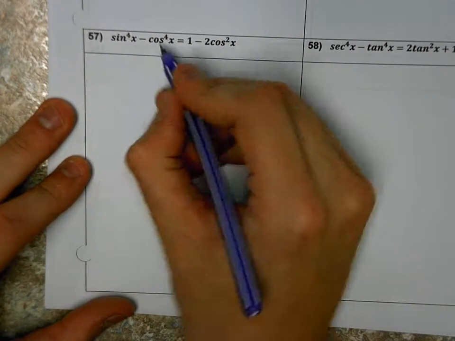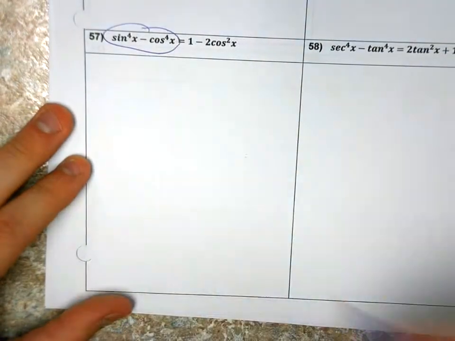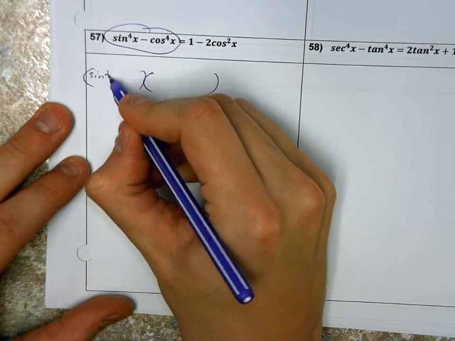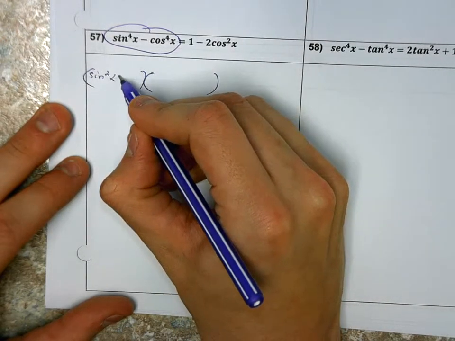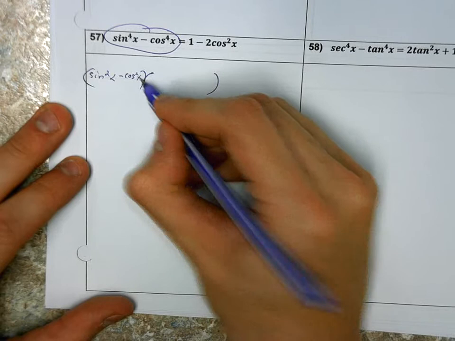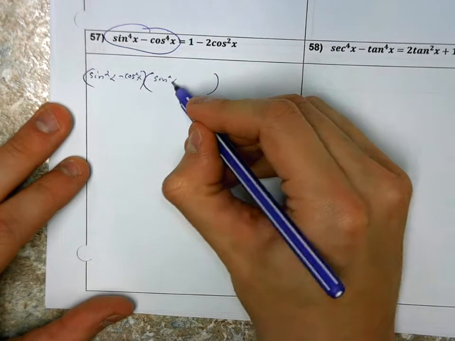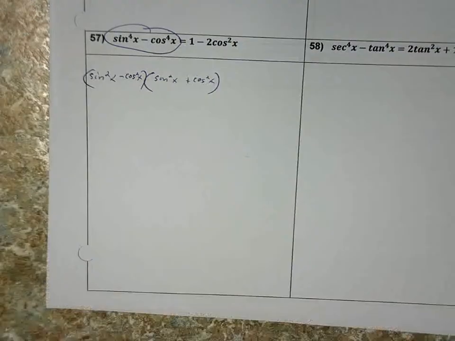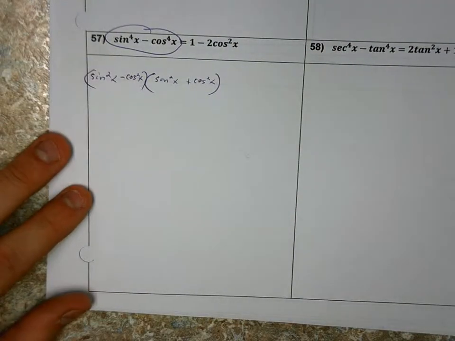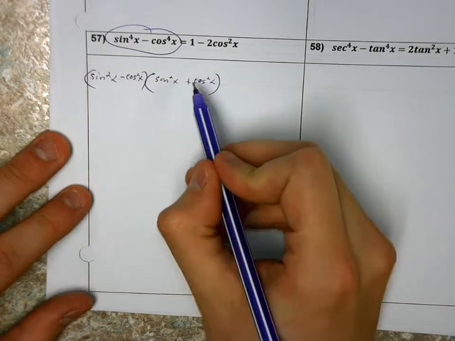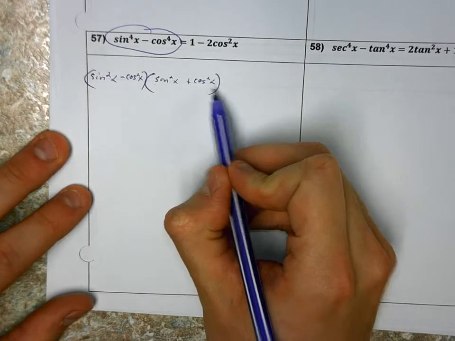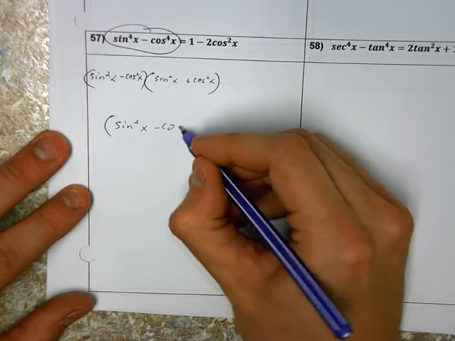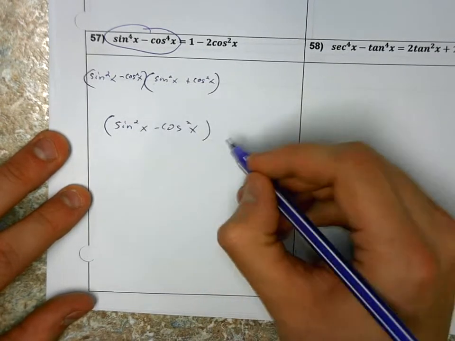They were right. You have to take this and do the difference of squares method. I'm just copying them so far. They had sine squared x minus cosine squared x, and then sine squared x plus cosine squared x. So they just used the difference of squares method. And then identity. What do we know sine squared x plus cosine squared x equals? Equals 1. So we're just left with sine squared x minus cosine squared x.